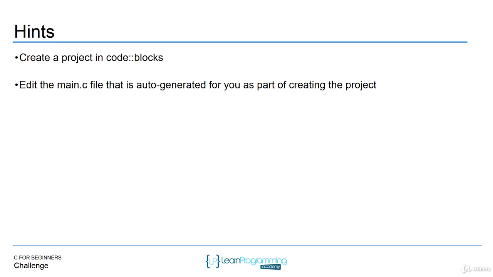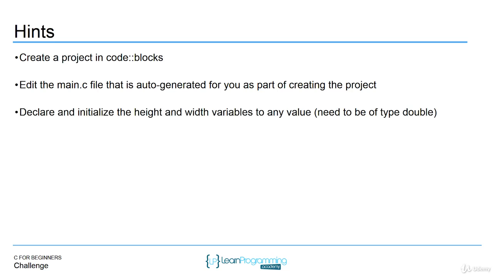Remember, the main function is the entry point. After you have the main.c file, you're going to need to edit it. And as I mentioned, you need to create some variables. And the variables have to be of type double. So you should at least create a couple variables for height and width of type double.